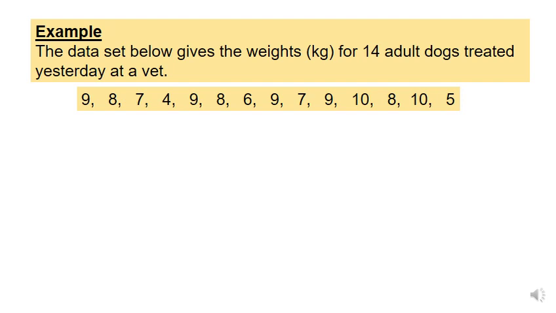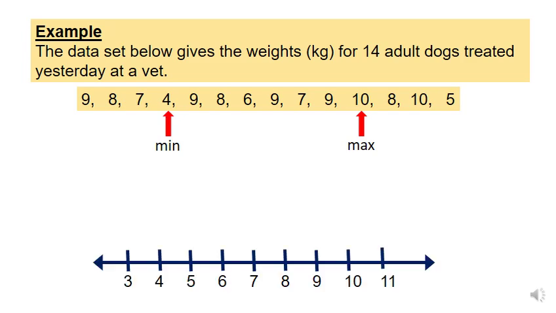So step 1, we find our minimum and our maximum value, and we just have to look around and find them. Next step would be to draw a suitable portion of the number line. Let's take 1 unit smaller than 4, so going from 3, and 1 unit bigger than 10, go up to 11. So there's a suitable portion. And now we're just going to mark dots in above each of these values.